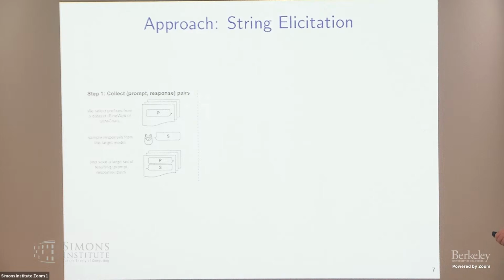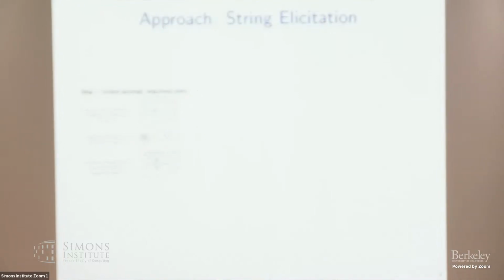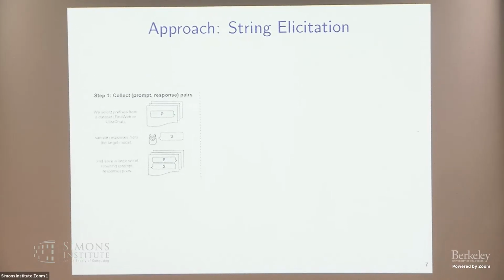So the first step for string elicitation is, as I said, you collect prompt response pairs. In our case, we just took some datasets, standard large datasets of prompts like UltraChat or FineWeb. You feed them all into Llama, the model that we're trying to investigate, and then you get this large dataset of prompt response pairs. We call this P and S, for prefix and suffix, or prompt and suffix.